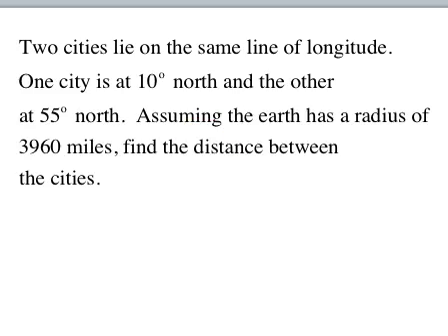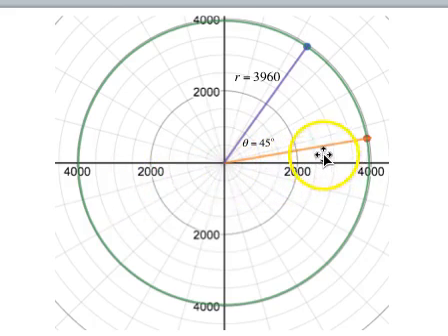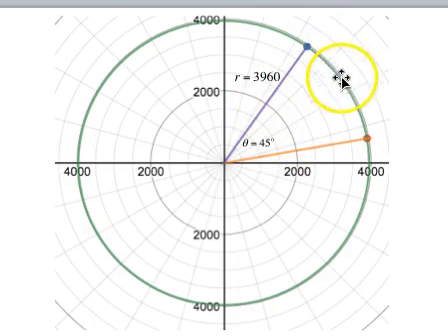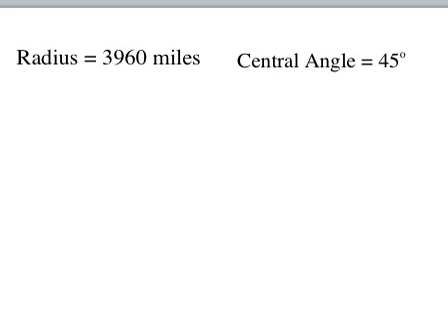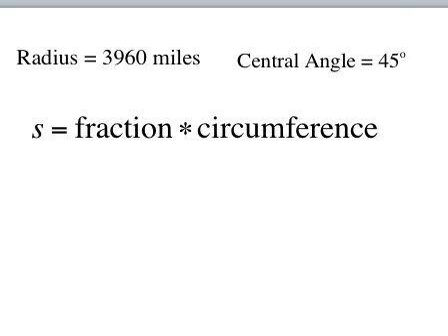So here's how we have to visualize that. 10 degrees north of the equator, 55 degrees north of the equator. So the angle between those two cities from the center of the Earth is just 45 degrees. The distance between the two cities along that line of longitude will be the arc length of this sector. So we have 45 degrees between the two cities with the radius of 3960. From there we can go ahead and find the distance between those two cities. So there's your radius and your central angle of 45 degrees.